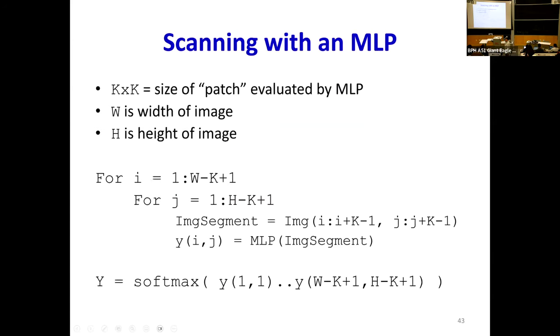And so now when I do this in two dimensions, it's again the same operation. I am scanning left to right, top to bottom. I'm slicing out segments of the image which are about the size of the window I'm considering. I'm putting the segment through an MLP and generating an output. And the final collection of outputs is being put through my softmax to get the overall classification.